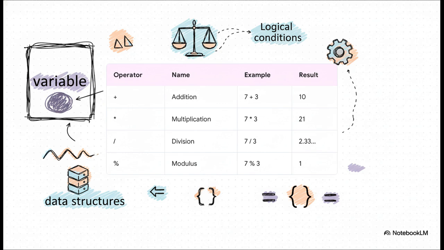It doesn't give you the result of a division, it gives you the remainder. So 7 divided by 3 is 2, with a remainder of 1. Modulus gives you that 1. It's the secret trick programmers use all the time to figure out if a number is even or odd.